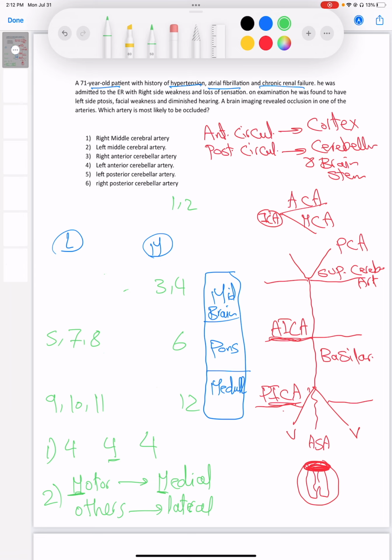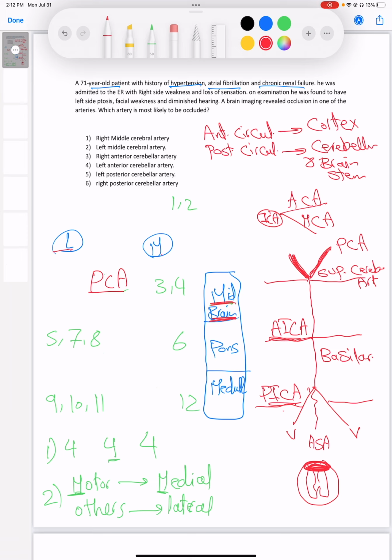Okay, so what about the blood supply? Actually, the blood supply is pretty straightforward. If we look at the midbrain level, you're going to find the posterior cerebral artery. The posterior cerebral artery supplies the lateral and the medial midbrain.